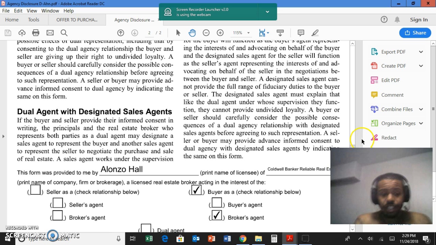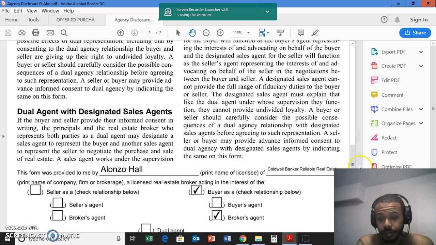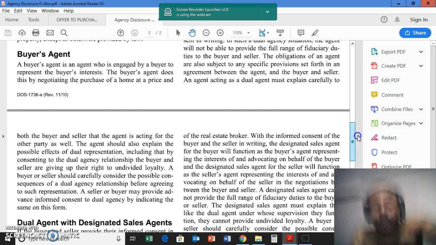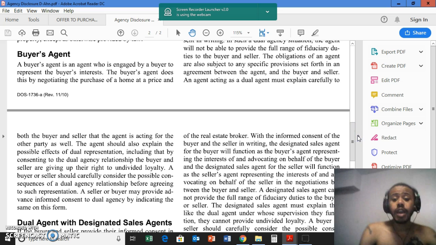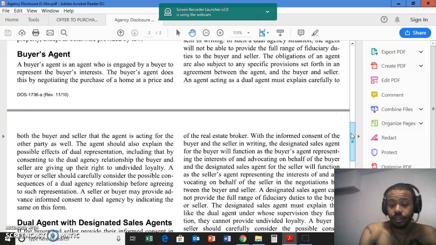A sales agent works under the supervision of the real estate broker, with informed consent of the buyer and seller in writing. The designated sales agent for the buyer will function as the buyer agent's representative, representing the interest of and advocating on behalf of the buyer, and the designated sales agent for the seller will function as the seller's agent, representing the interests of and advocating on behalf of the seller.